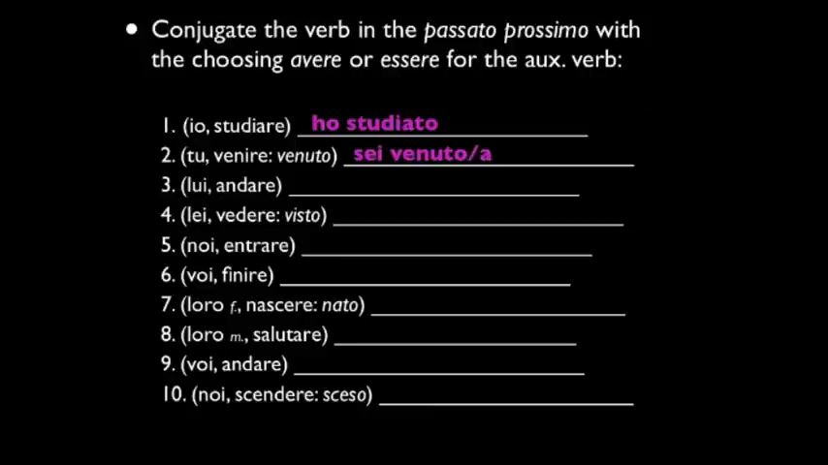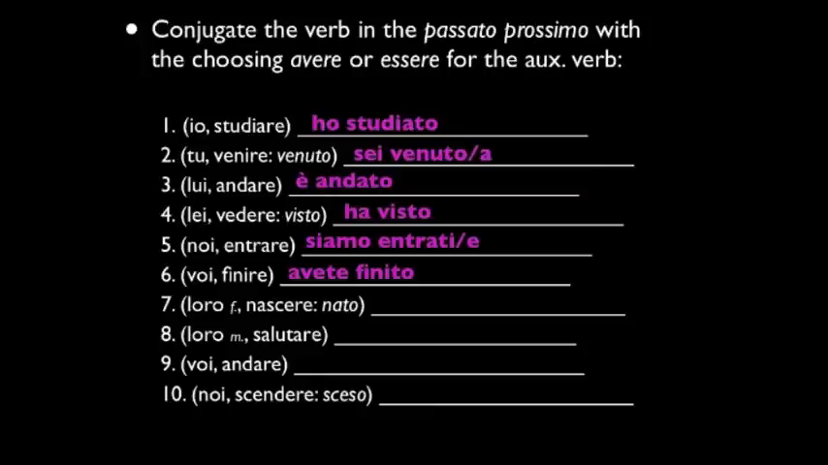Okay, number three, lui, andare. He went. È andato. Number four, lei, vedere, irregular past participle visto. It can also be veduto, but more commonly visto. Lei ha visto. Notice no change in the past participle because of the use of the helping verb avere. Number five, noi entrare. It is intransitive, so you conjugate it with essere. Siamo entrati or entrate. Six, voi finire. Avete finito.